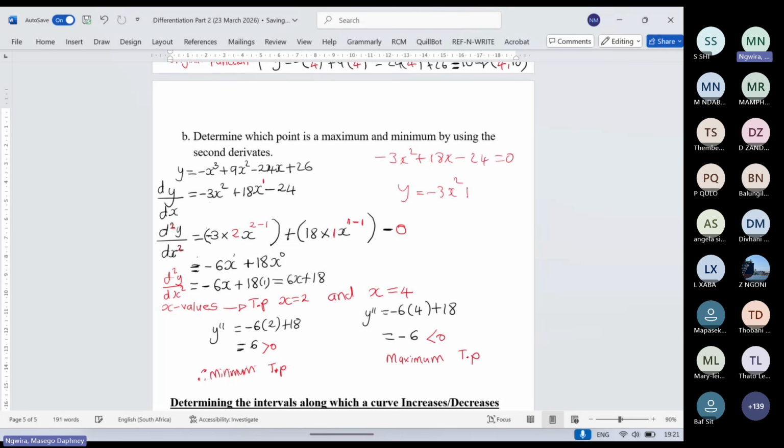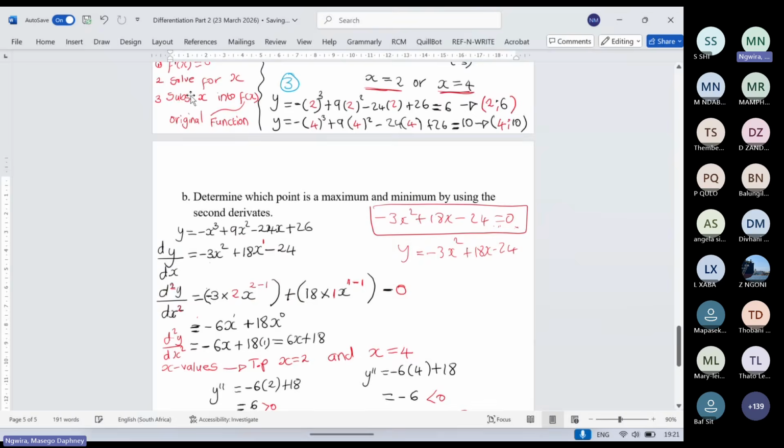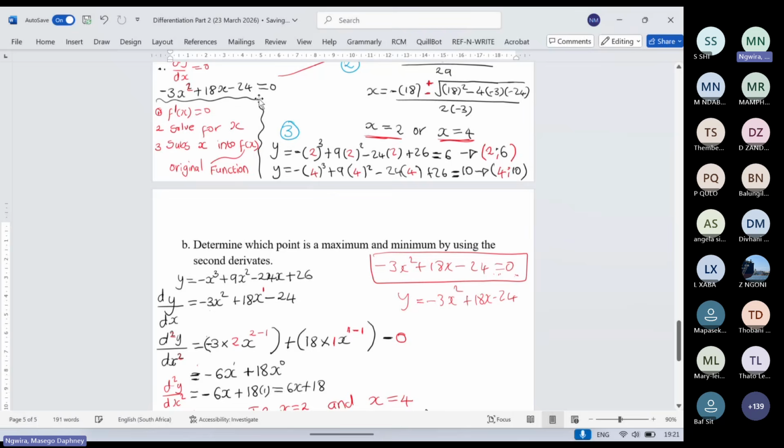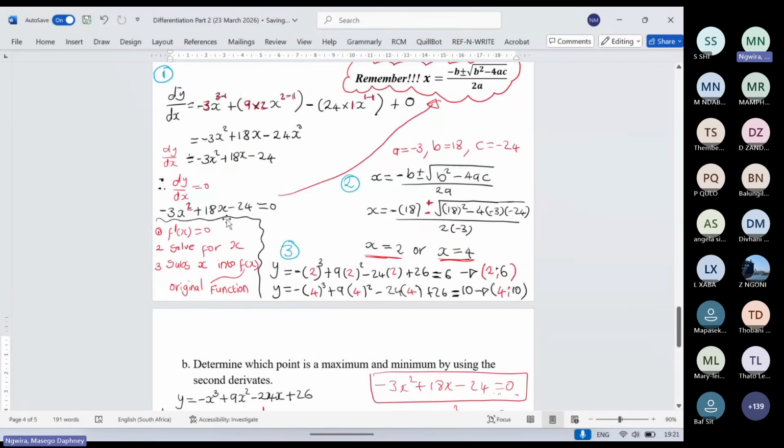Negative 3x squared plus 18x minus 24. You can't divide by 3. It means you would also have to divide y by 3, so you have to leave it as cumbersome as it is. We are not solving. If you are given an equation with an equal sign equals 0, you solve. When I was using the quadratic here, it's because this is an equation.